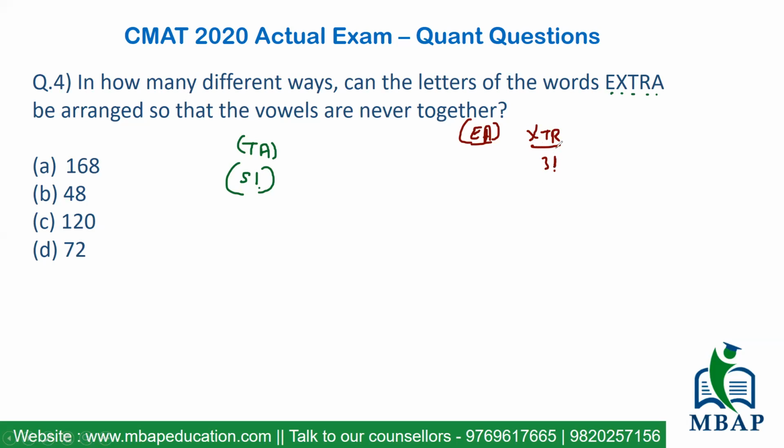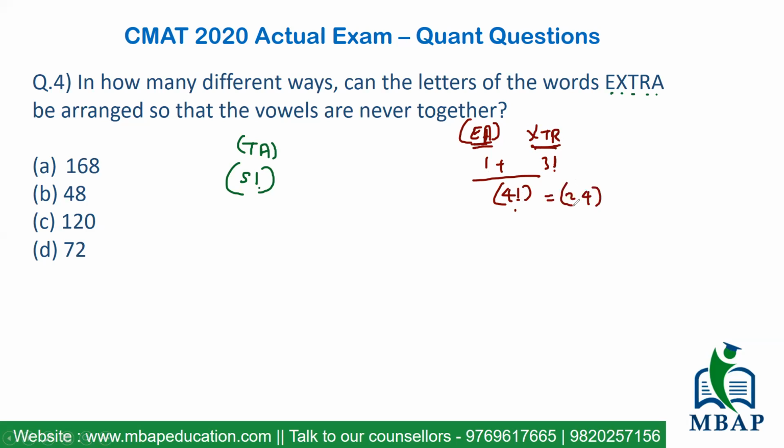Right? So let's consider this as 3 and this is 1. A total of 4 factorial ways it can be arranged. I repeat, we have considered EA as 1 alphabet, XTR as 3 other alphabets. 3 plus 1 will become 4. So they can be arranged in 4 factorial ways. 4 factorial is basically how much?